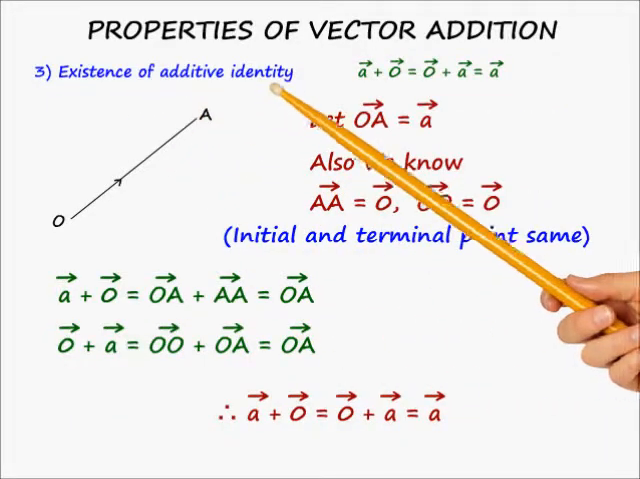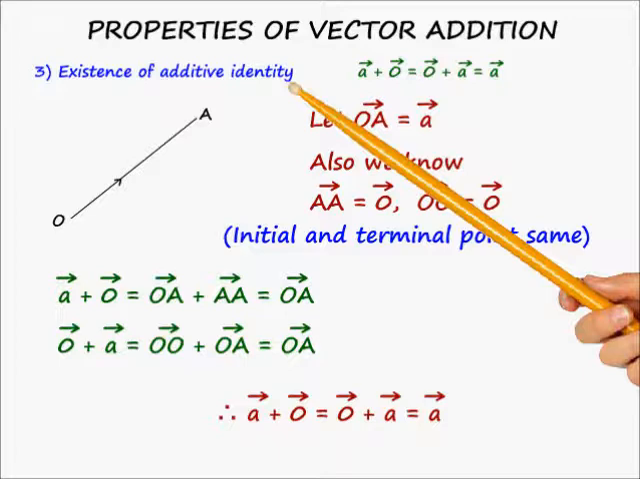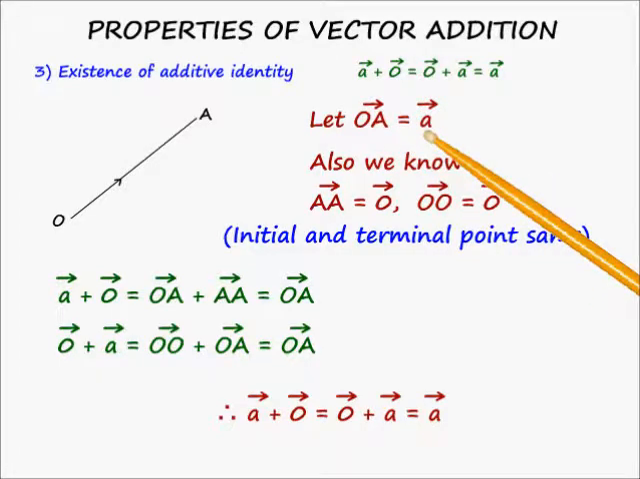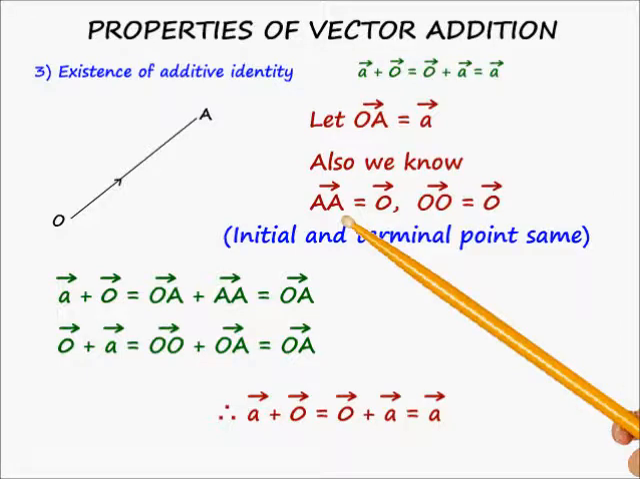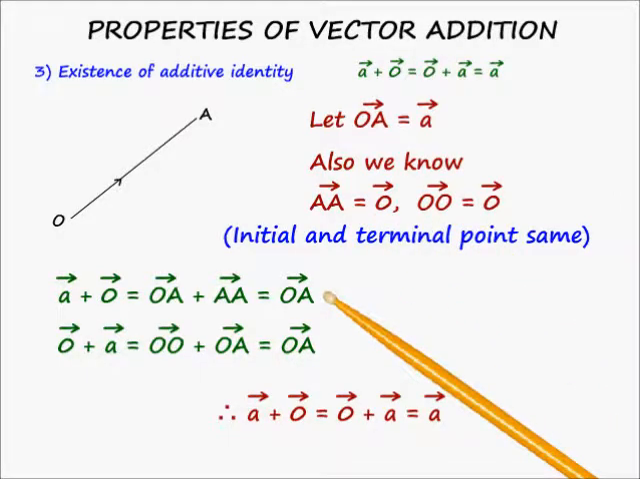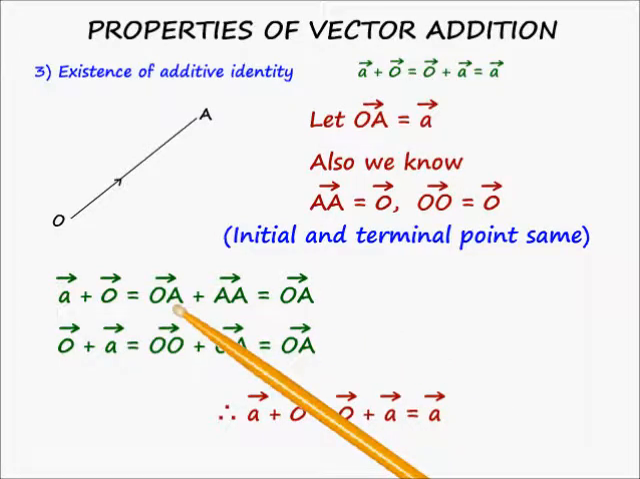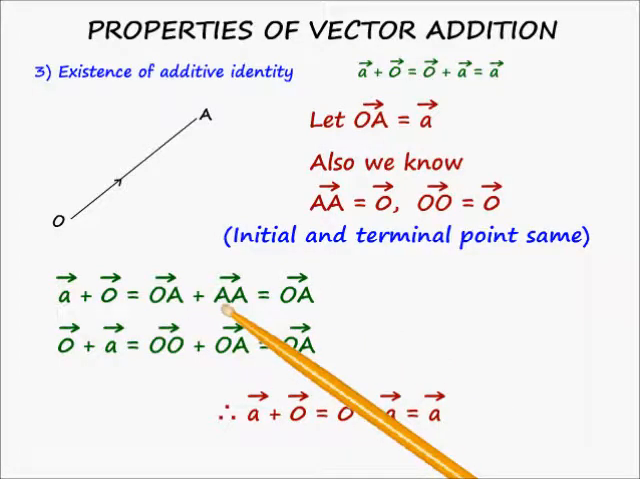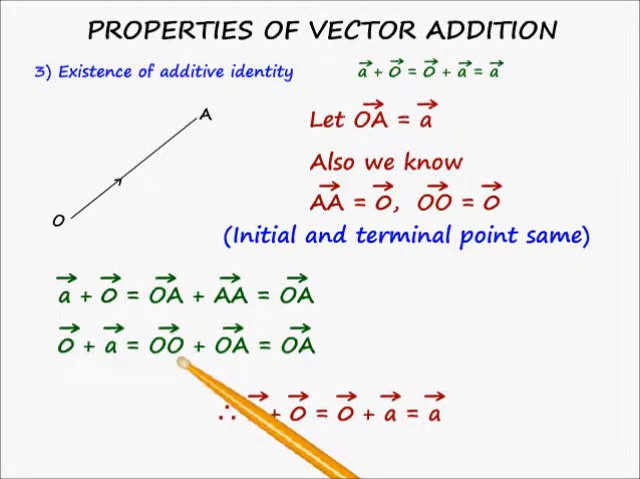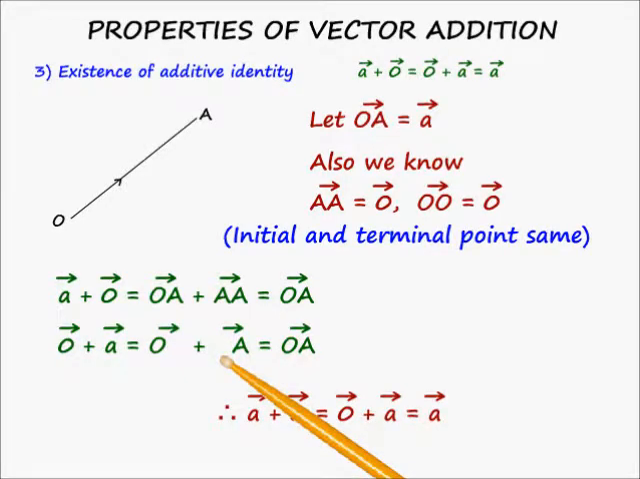Existence of additive identity. Here 0, the null vector, is the additive identity. Proof. Let OA equal to A. Also we know AA is a null vector and OO is also a null vector. Now we add the vectors by omitting the terminal point of the first vector and initial point of the second vector. We get OA. Again we add the vectors by omitting the terminal point of the first vector and the initial point of the second vector. We again get OA. Thus it is proved.